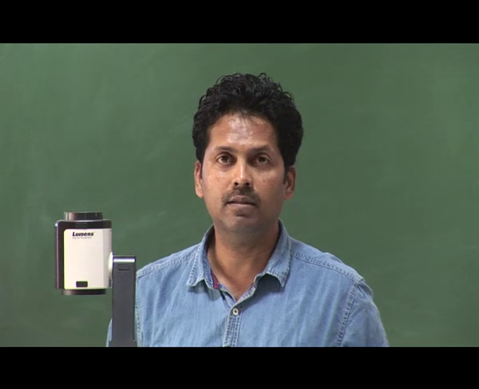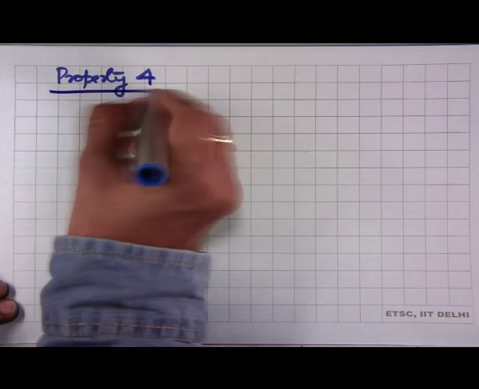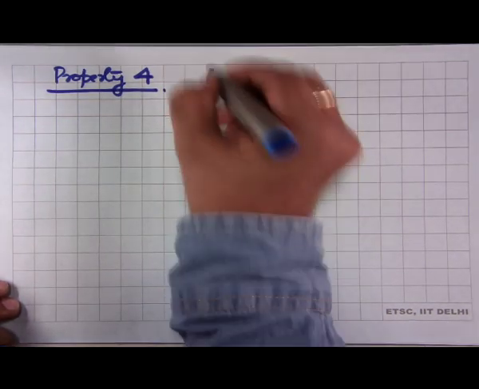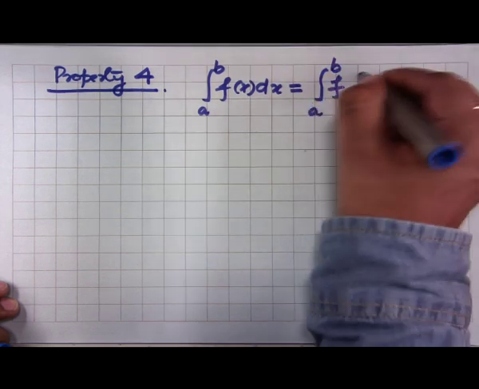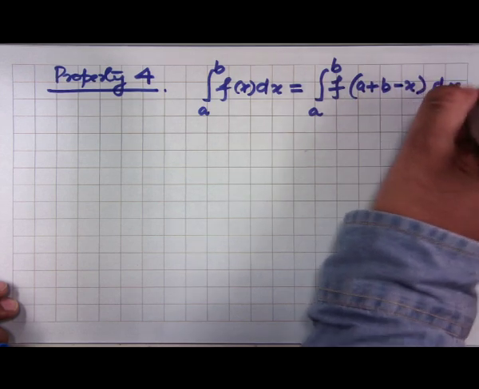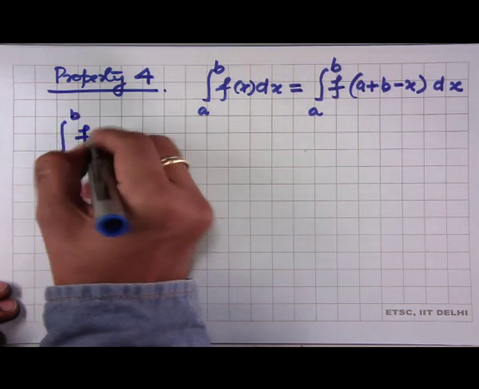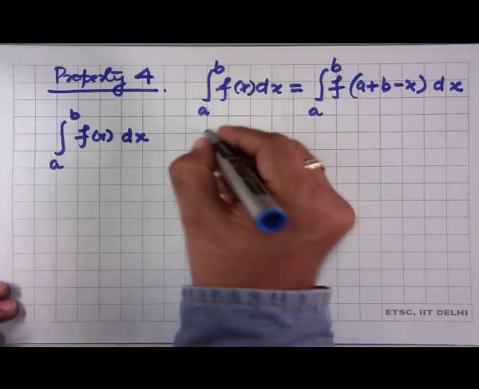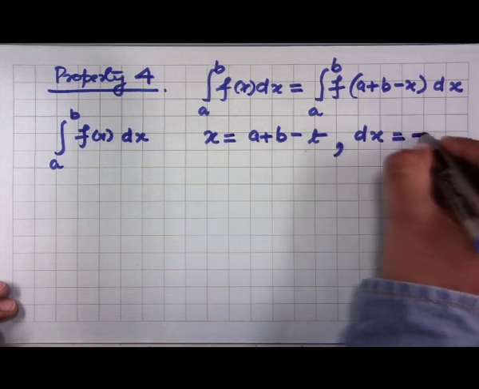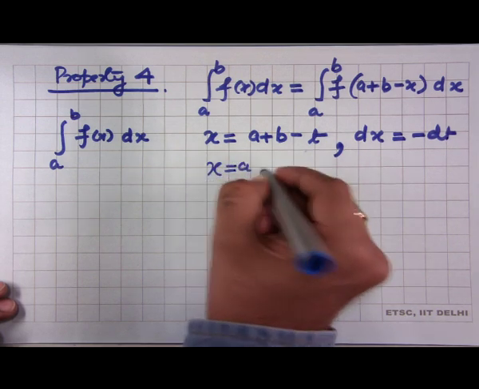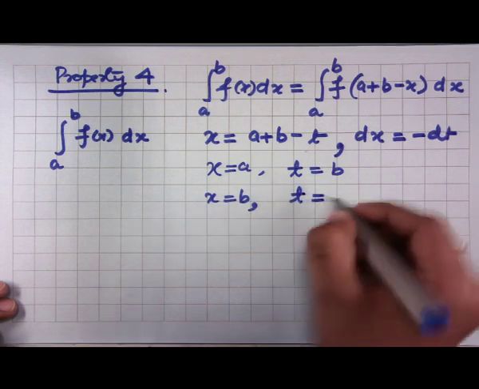Let us take property 4. Property 4 says that the integral from a to b of f(x) dx is equal to the integral from a to b of f(a plus b minus x) dx. This property can be very easily proved by simple substitution. If you take x as a plus b minus t, so dx will be minus dt, x equals a will go to t equals b, x equals b will go to t equals a.